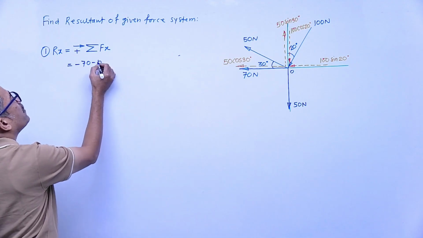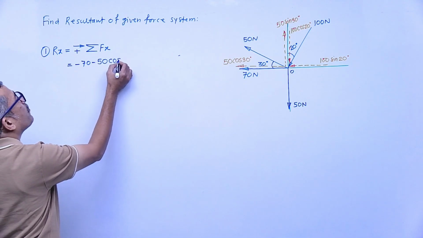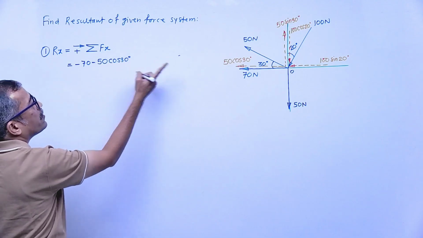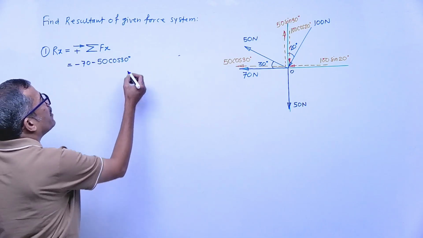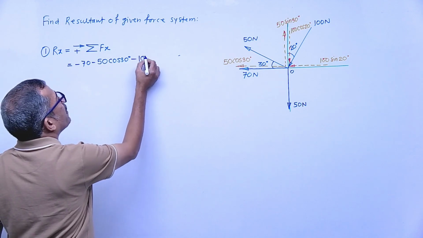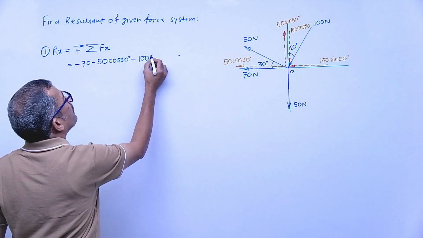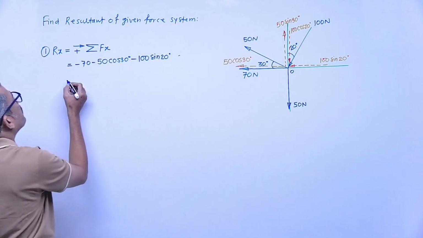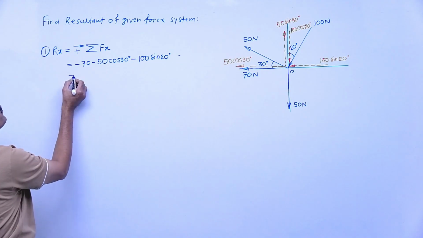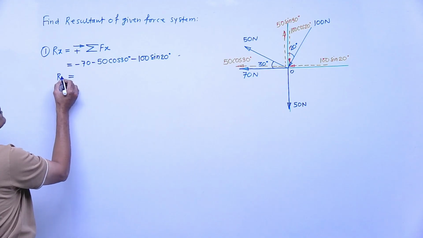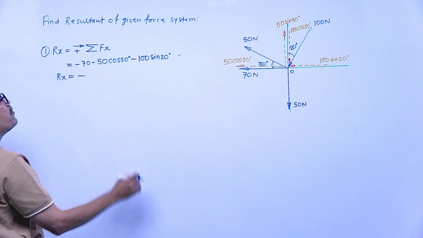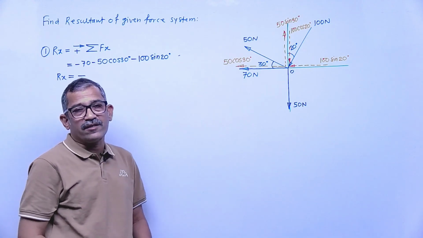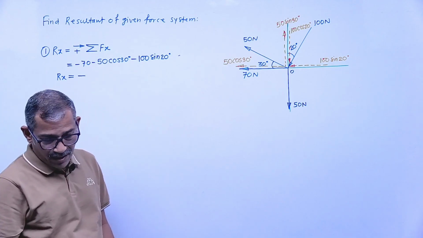50 cos 30 is again leftward, so minus 50 cos 30 degrees. 100 sin 20 is again leftward, which means negative: minus 100 sin 20 degrees. Now if we add and find this value Rx, all three terms are negative, so we will get a negative answer. Calculate quickly and tell me the answer.